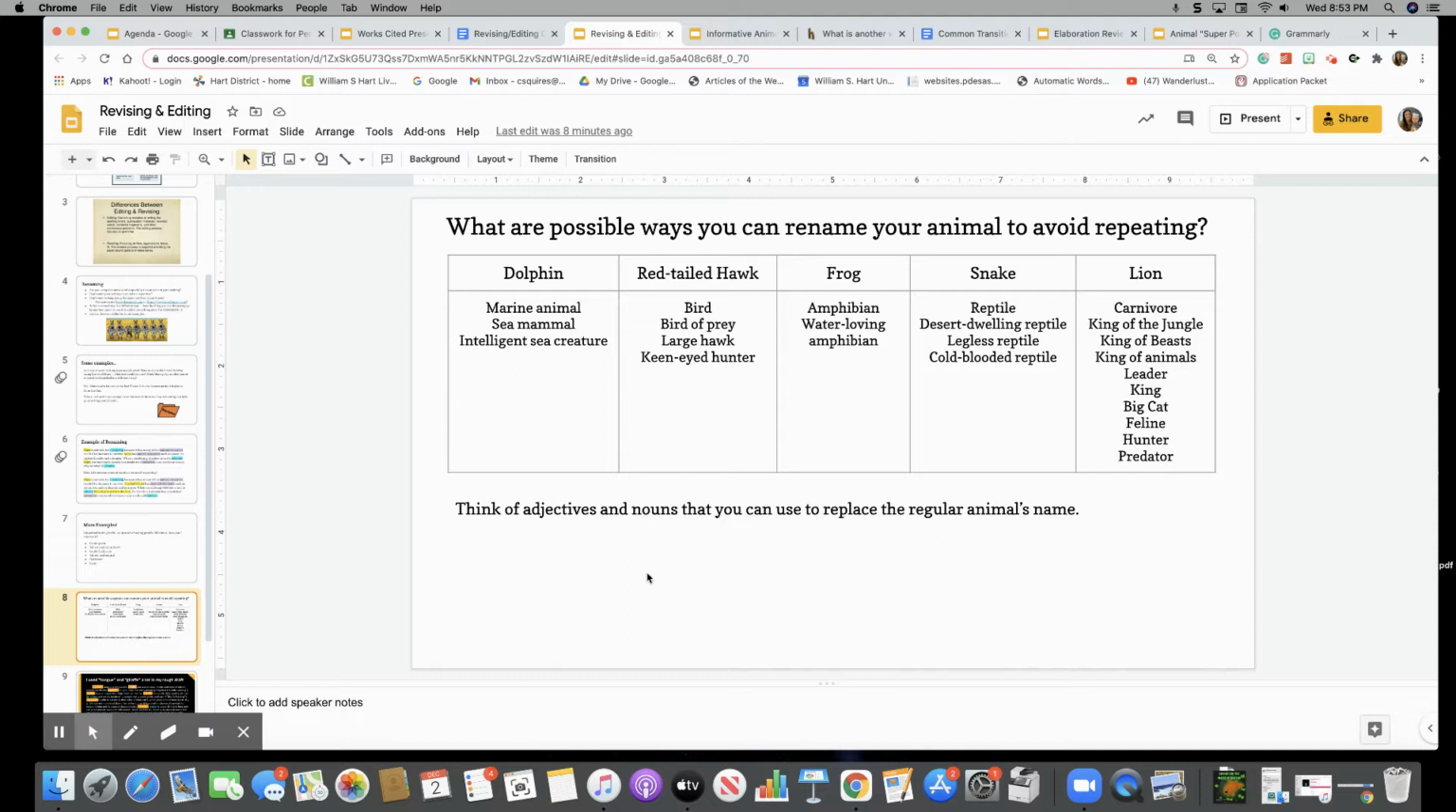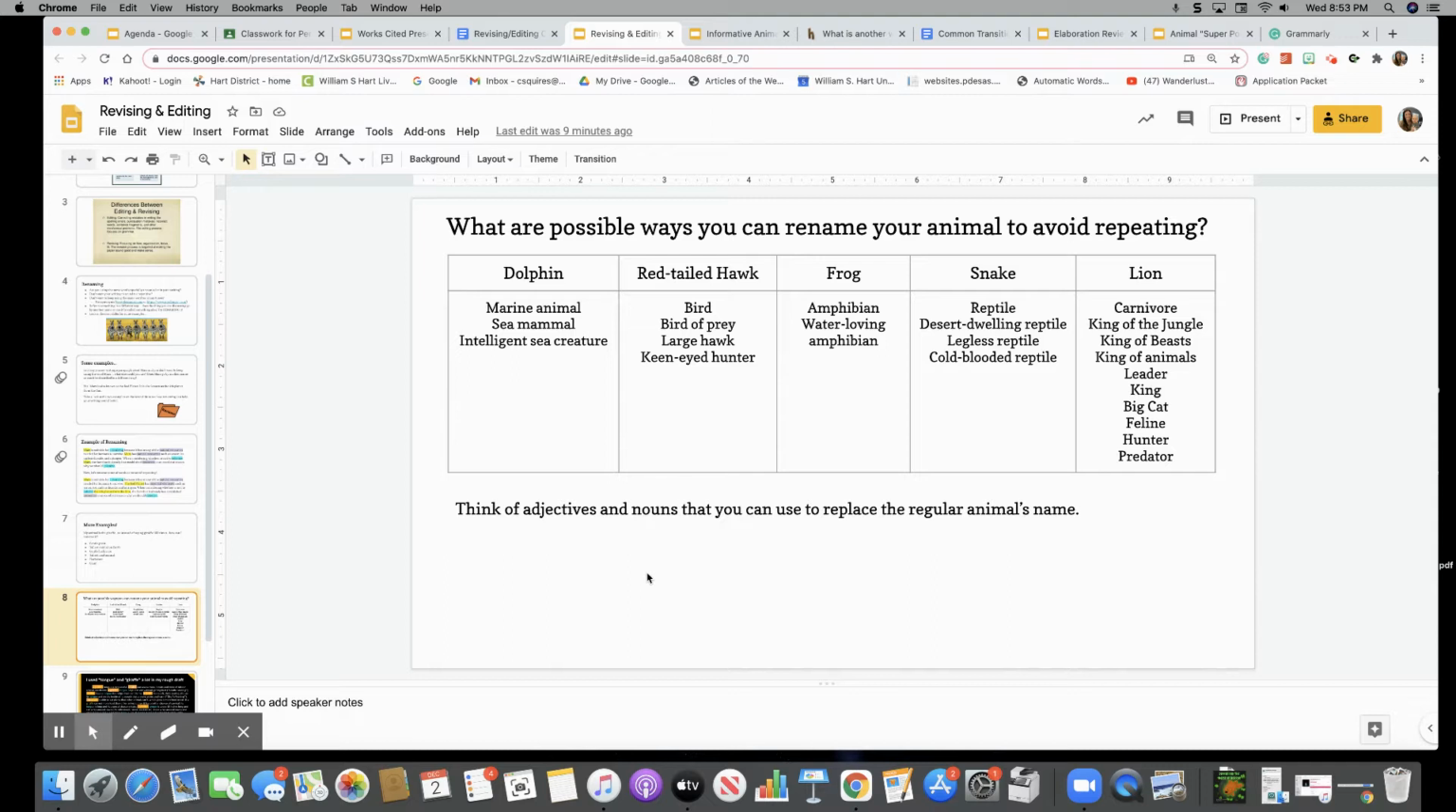For a frog, I could call it an amphibian, or maybe it lives in the water and I could call it a water-loving amphibian. For a snake, just to give you some ideas, you could call it a reptile. You could, if it lives in the desert, maybe a desert-dwelling reptile, a legless reptile, the cold-blooded reptile.